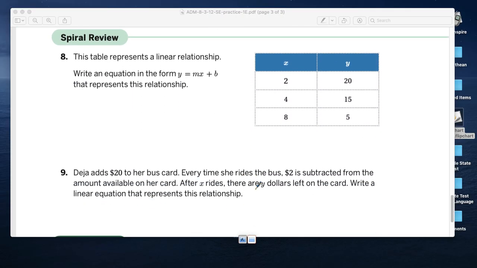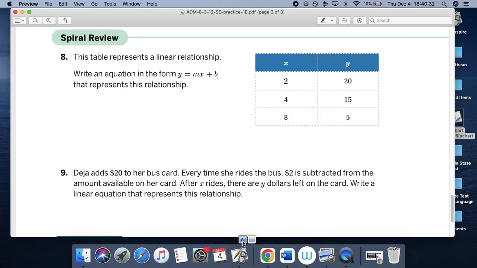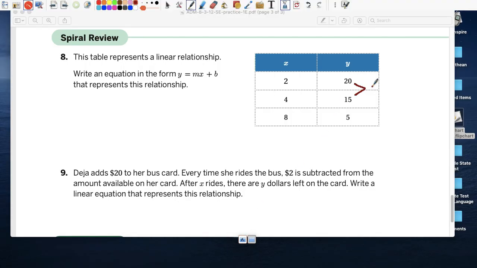This table represents a linear relationship. Write an equation of the form y equals mx plus b. Okay, so let's pick 2 points. Pick 2 points, it doesn't matter. Let's pick these 2. From this to this is -5. From this to this, from 2 to 4, is +2. But to find the slope, it's the change in y over the change in x. The difference between these two values is -5, and the difference between these two is +2. So the slope, and we're going to leave it as -5/2.